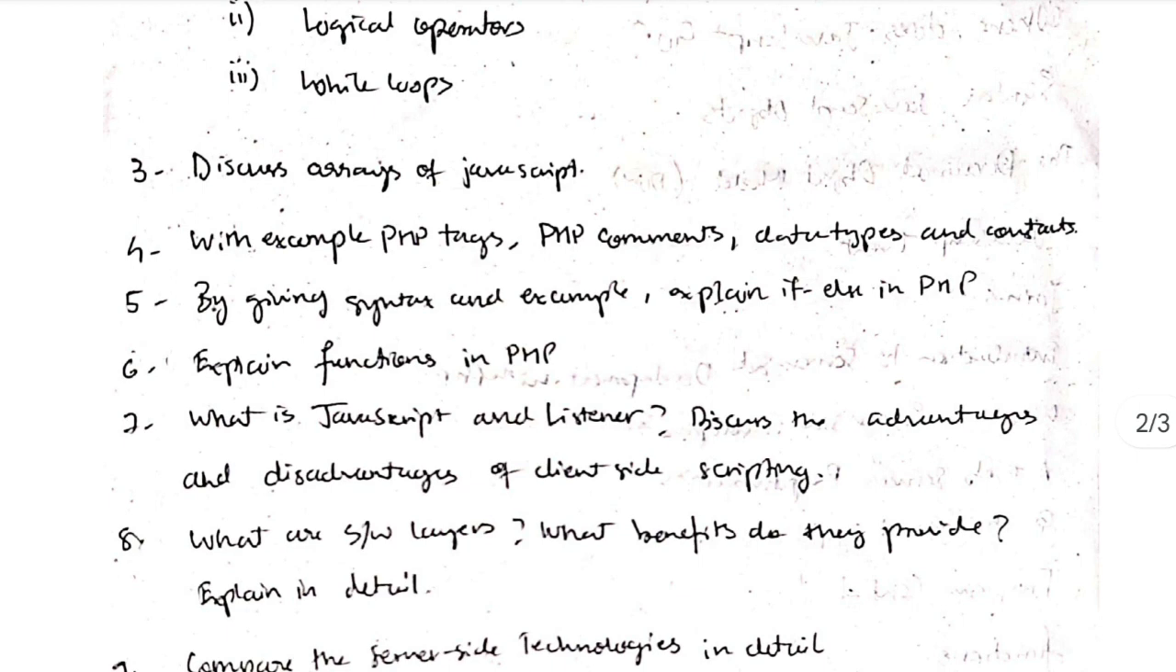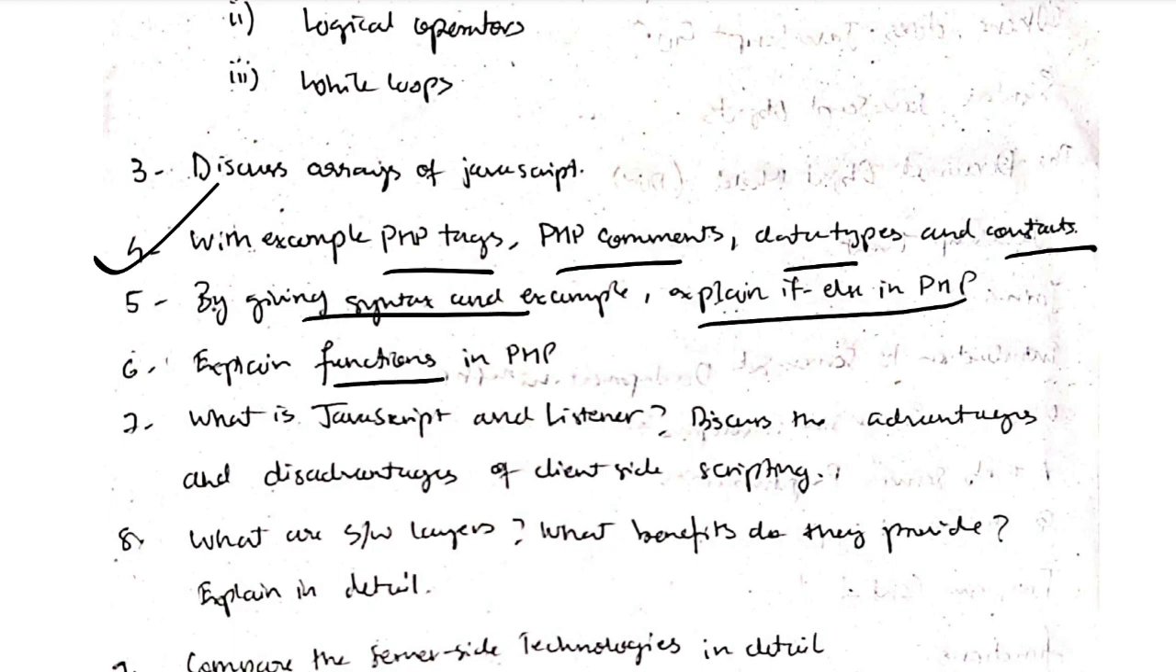So here's the question. With an example, explain the PHP tags, PHP comments, data types, and constants. So you must be thorough with the syntax and the variables, how you write the comments, and the if else conditions, switch statements, while loop, for loop, those syntaxes. Okay, for that you need to be thorough. And by giving a syntax and example, explain if else in PHP, and what are the functions. Yes, you need to know how to write the functions as well.